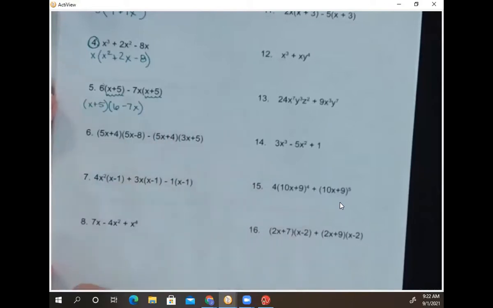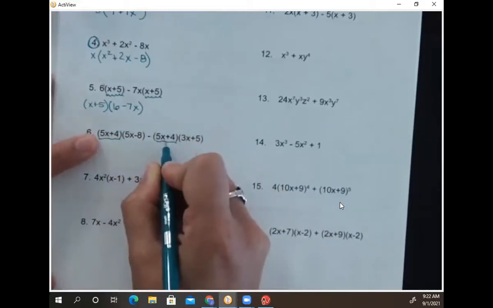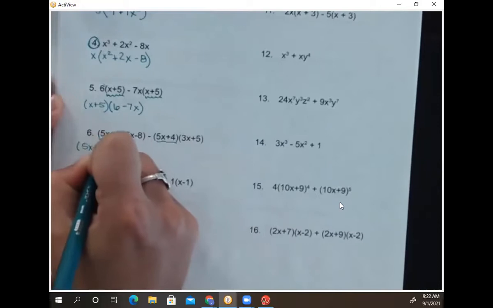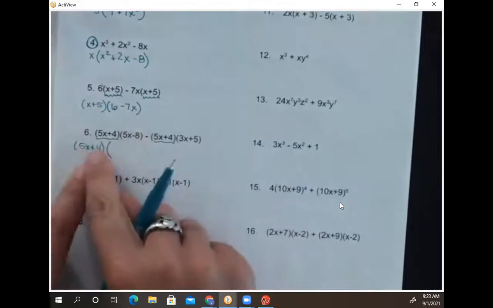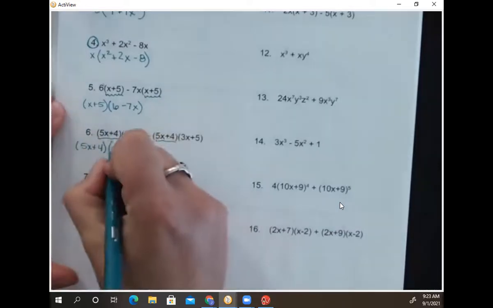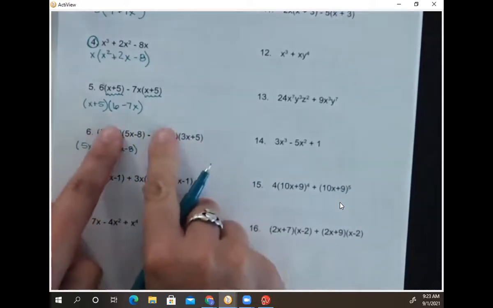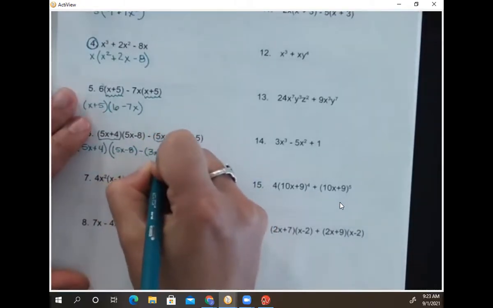How about for number 6? What would be our GCF there? 5x plus 4, right? This guy here is a factor for each of these terms. So I'm going to pull that out, 5x plus 4, and I'm going to write what's left. So I have 5x. Sometimes when we pull out the clunkier factors, I think it's easier to see what you have left if you just cover them up with your fingers. So I would have 5x minus 8. I'm going to put that here, 5x minus 8. And then I would have minus 3x plus 5. Minus 3x plus 5.